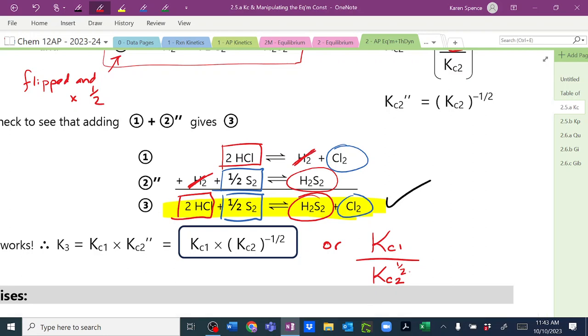Okay, your homework is to do, in your equilibrium book, the regular one, the entropy and enthalpy exercises on pages 118, 119, and 118 to 121. There you go.